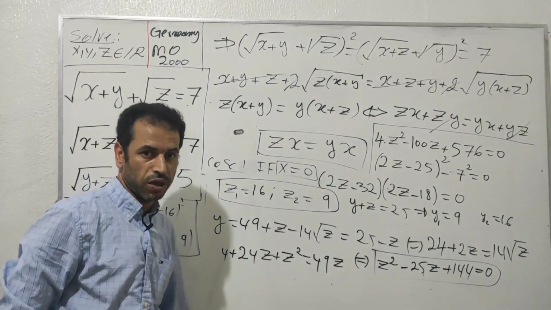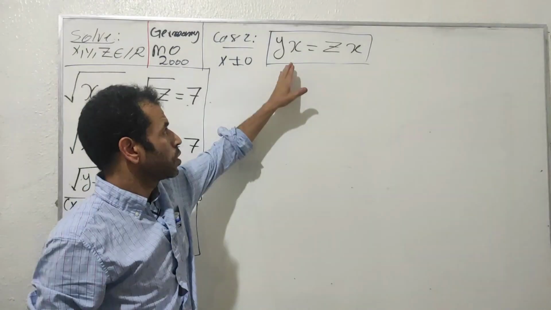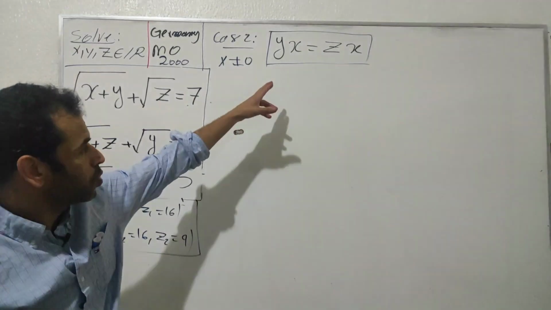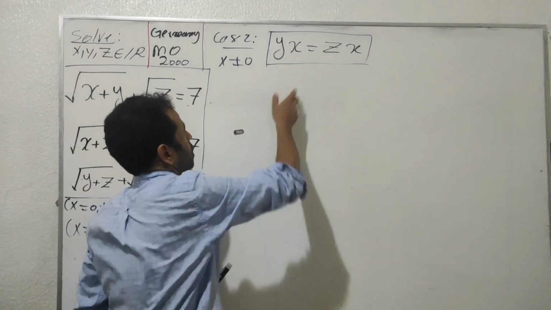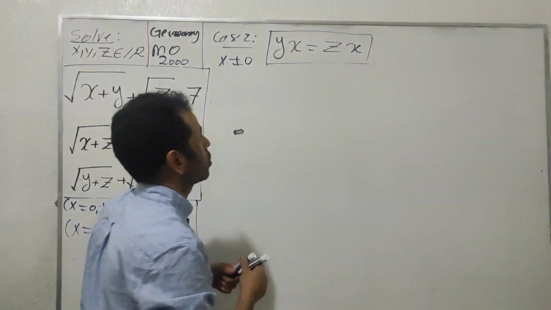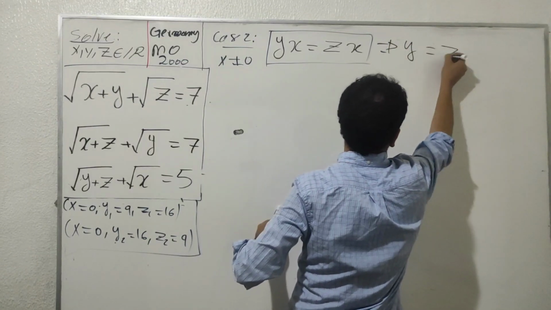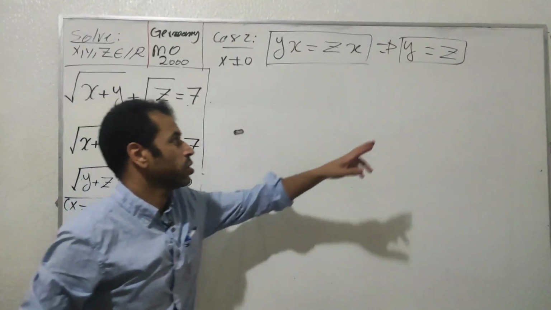Now let's move on to the second case, when x is not equal to 0. This equation was found before, so now I'm going to continue working on it. By dividing both sides by x, because x is different from 0, this gives us y equals 0. So now I'm going to work on this information.